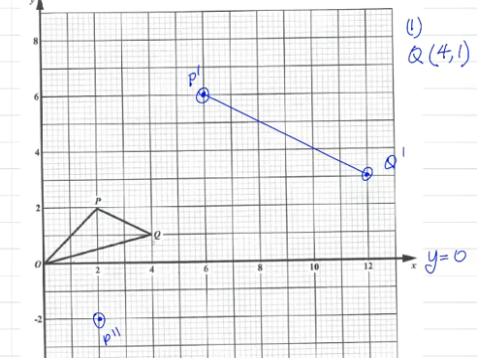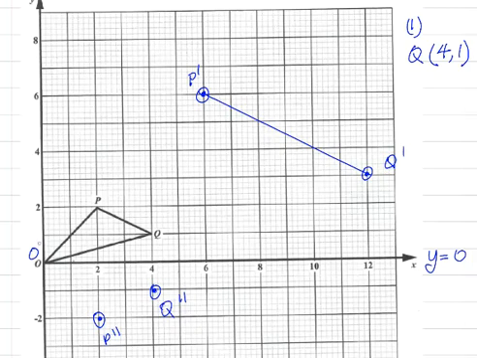Q is 1 unit from the mirror line. So Q double prime is 1 unit from the mirror line on the other side. So this is the new position of Q, this is Q double prime. Now the point O is on the mirror line, and in a reflection, a point on the mirror line does not move. So O and O double prime are the same point. Let's just put it there for labeling sake. So this is O double prime. O is both the object and the image.